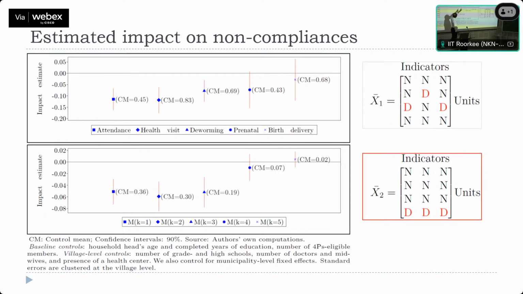1, 2, 3. This one is prenatal care, marginally significant, just touching the line. And of course, the fine birth delivery did not have a lot of impact. And you have the control means from where it has changed. The control means are mentioned over there.